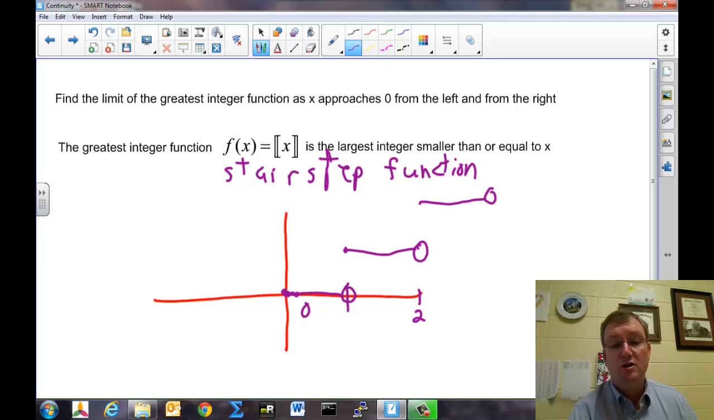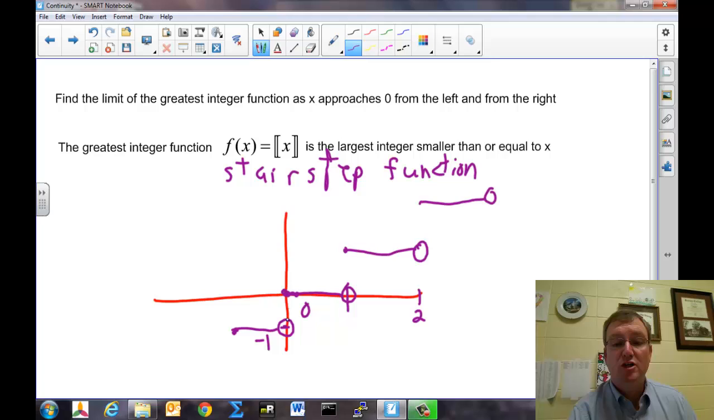Well, where's the function going to be down here on the left? What if we're at negative 0.1? The largest integer smaller than negative 0.1 is down here at negative 1. So we're going to have an open circle here and something that looks like this. So the largest integer here is going to be negative 1. So if we look at this limit, this function is approaching the number negative 1. So the limit from the right is 0, from the left is negative 1. What's the limit? The limit doesn't exist.